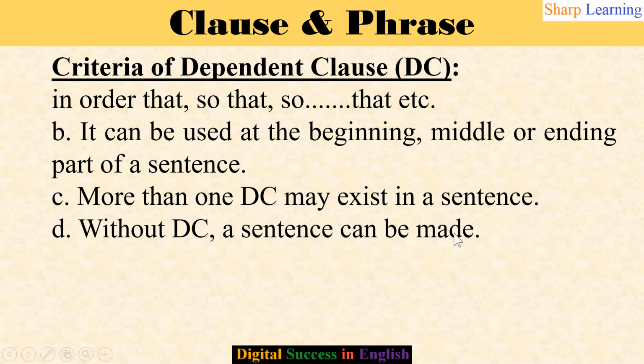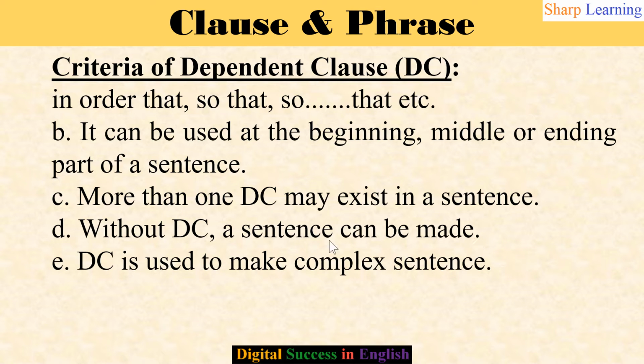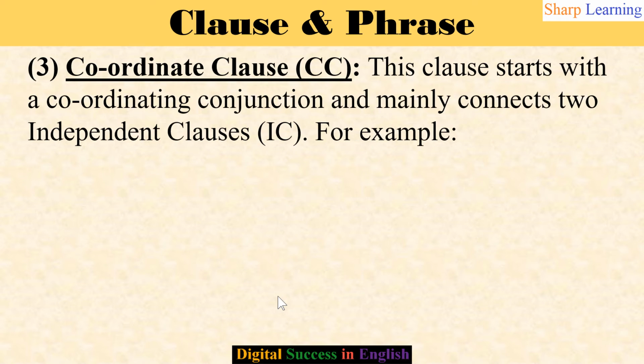Without DC, a sentence can be made. Yes, it can be made. But for making a complex sentence, you have to use a DC. Okay? So, without DC, a sentence can be made, but for making a complex sentence, you have to use a DC. At least one DC. Now, we are going to learn CC, that means coordinate clause.